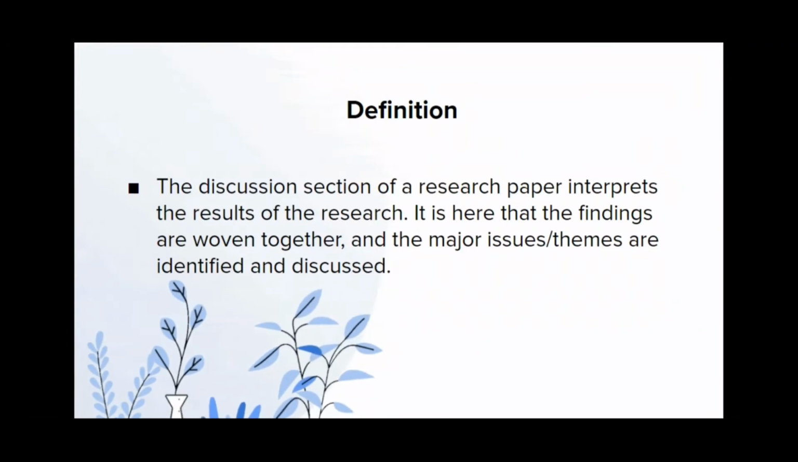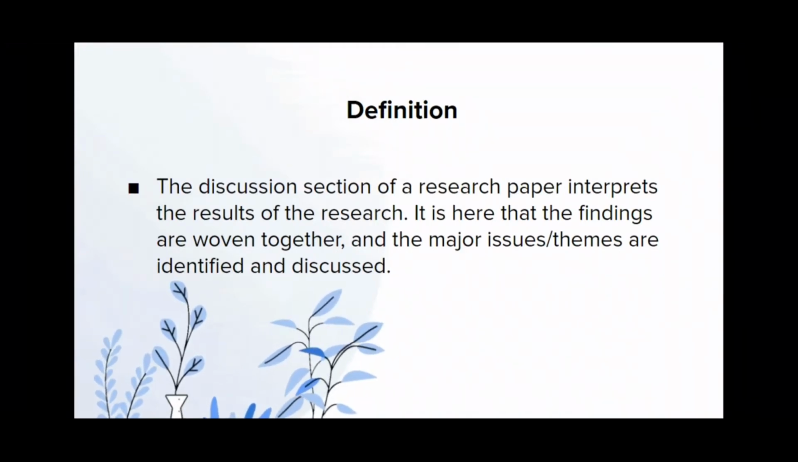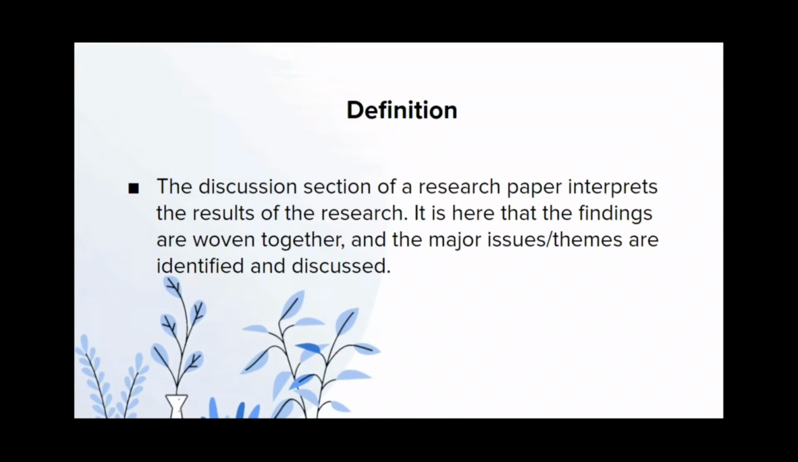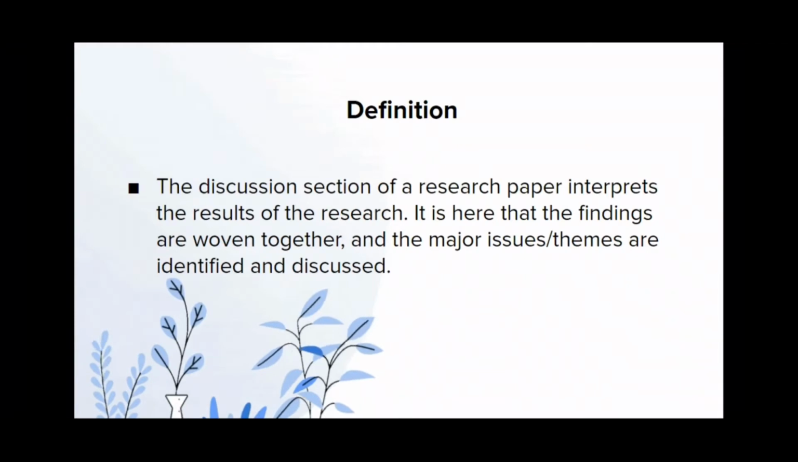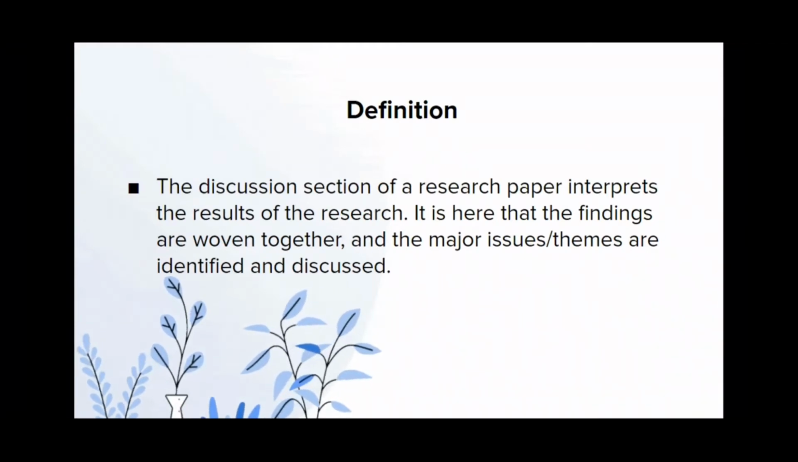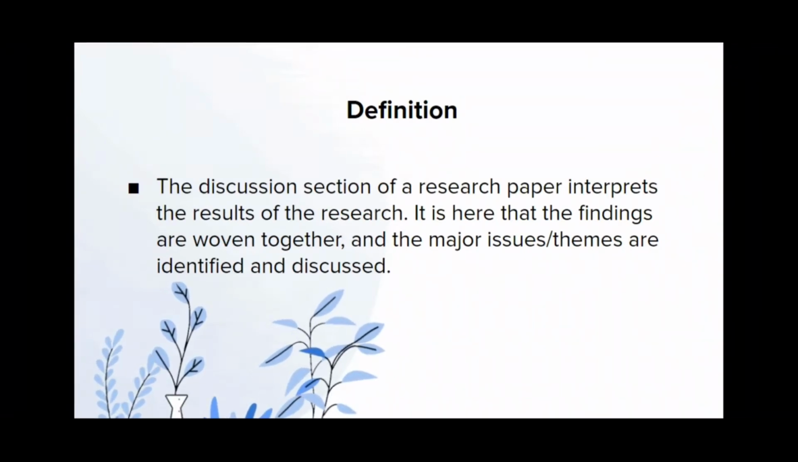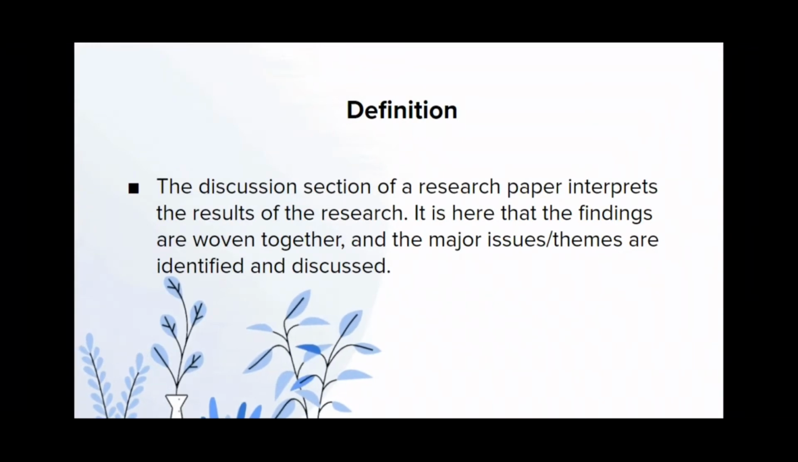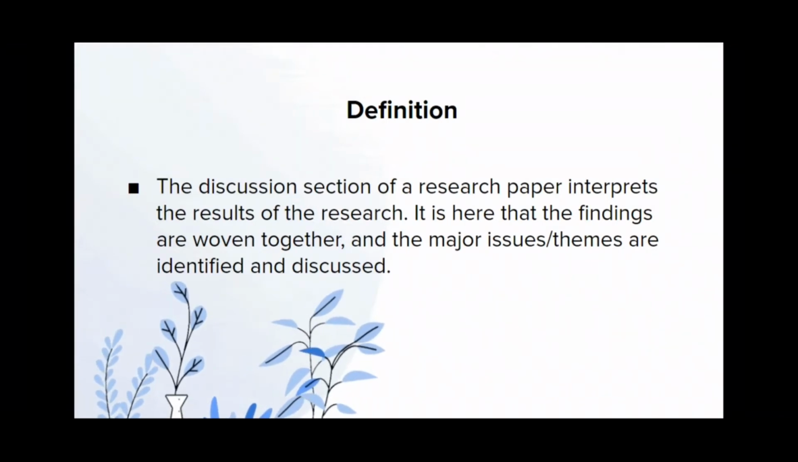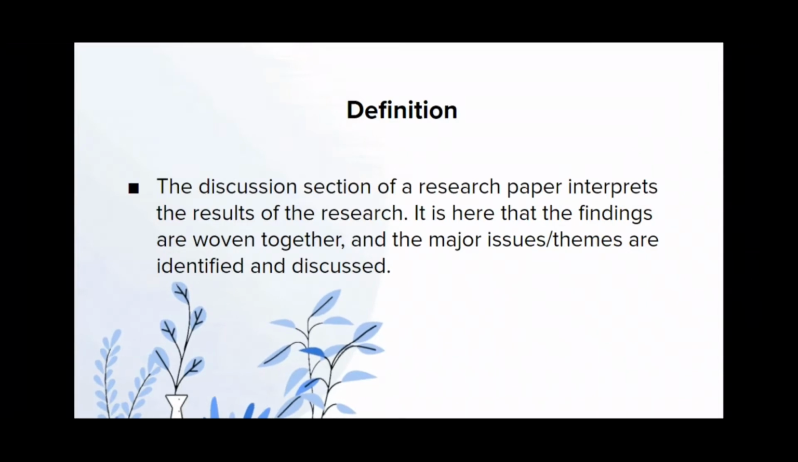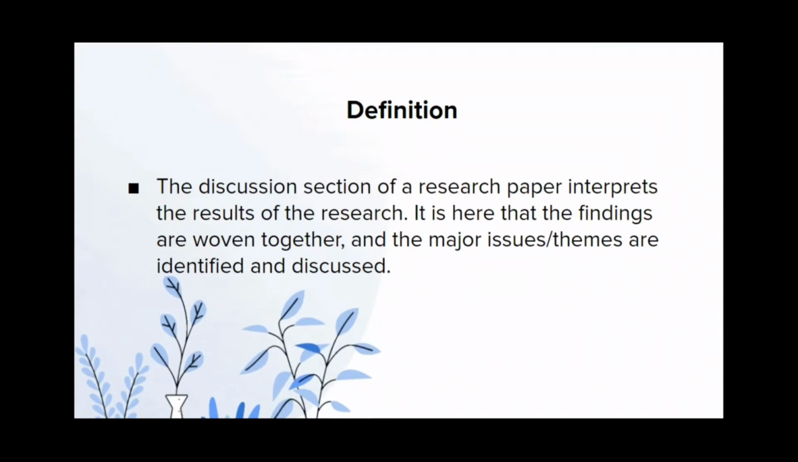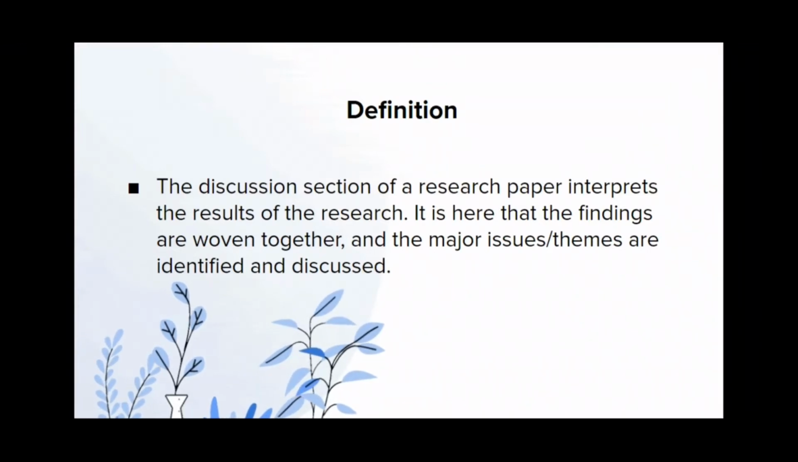The discussion section of a research paper interprets the results of a research. It is here that the findings are woven together and the major issues or themes are identified and discussed. The purpose of the discussion is to interpret and describe the significance of your findings in light of what was already known about the research problem being investigated, and to explain any new understanding or insights that emerged as a result of your study of the problem.